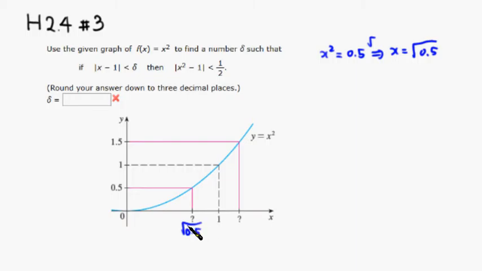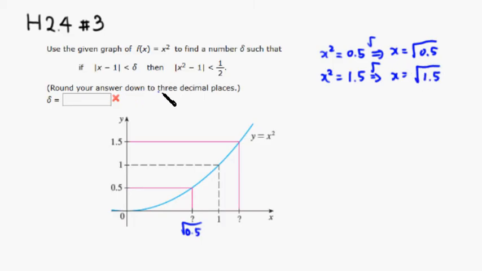And here it's the same way. We can go through the same computation, except that this is going to be equal to 1.5. So take the square root, and you get x equals the square root of 1.5. So let's find out.